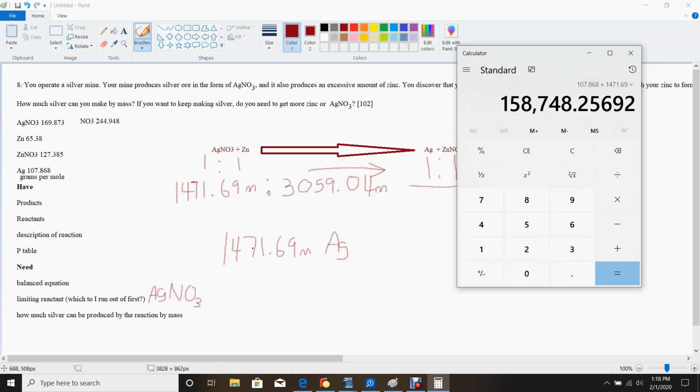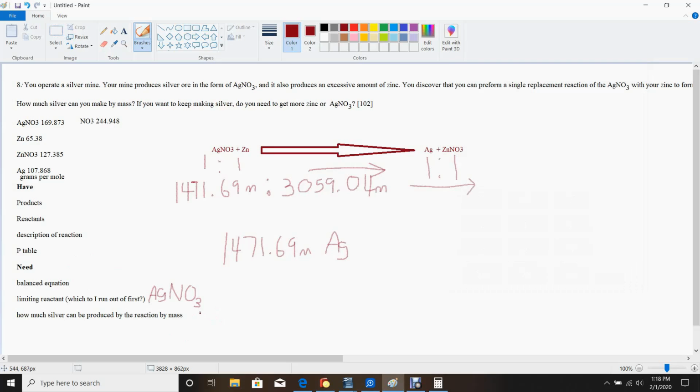Well, you could give that as the answer, but it'd be a little easier writing kilograms. So let's divide the number of grams of silver by 1,000, and we get 158 kg of Ag. Not bad. I wonder how much that would be worth.